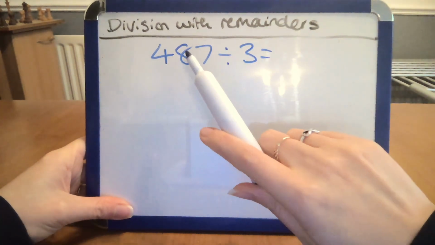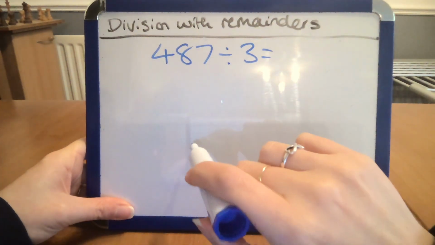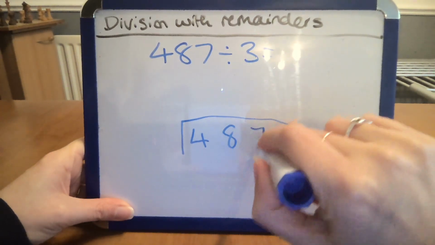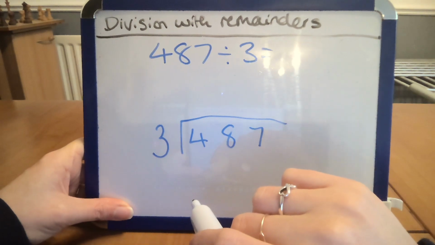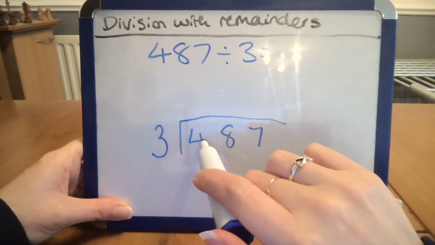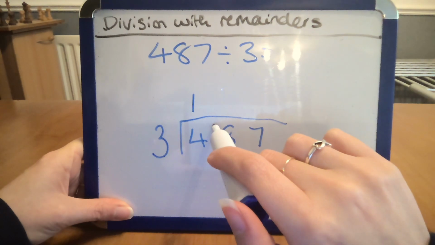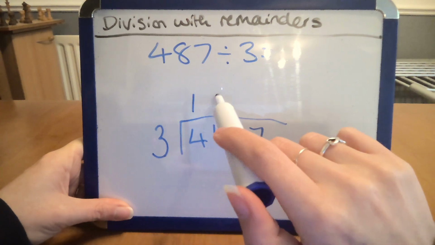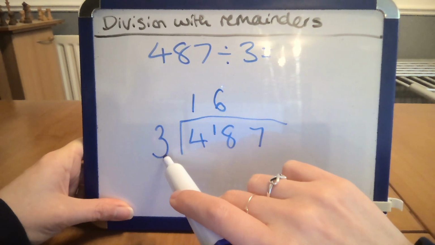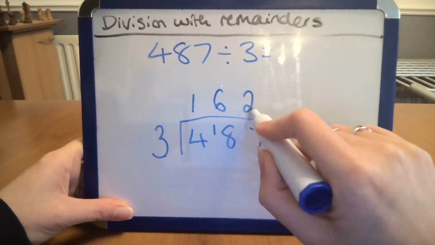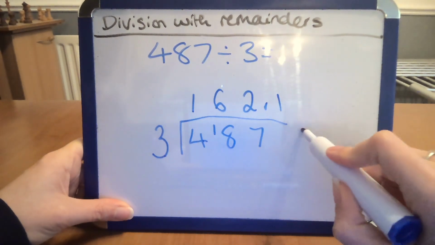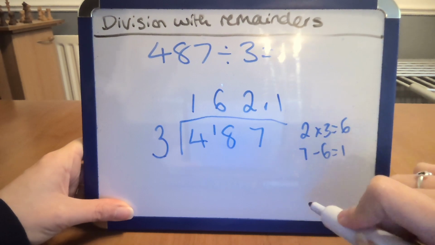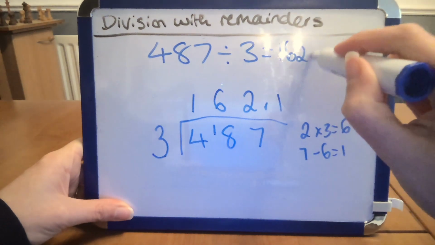Okay, so you can see that now we have a 3-digit number divided by a 1-digit number. It's exactly the same process. So we draw our bus stop. The number that comes first in the sum gets to go inside. The second number has to wait outside. We then ask ourselves, how many times does 3 go into 4? Once, with 1 left over, making this number 18. How many times does 3 go into 18? 6. How many times does 3 go into 7? Twice, with 1 left over, because 2 times 3 is 6, and we wanted 7, so there's 1 left over. 162 remainder 1.